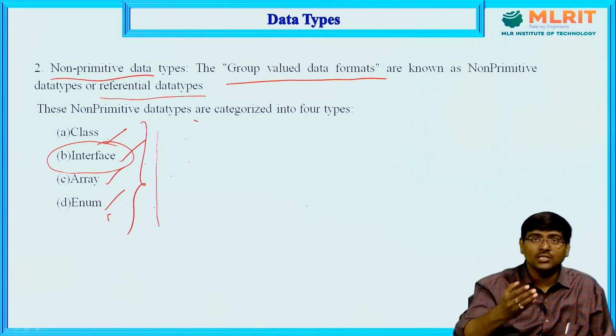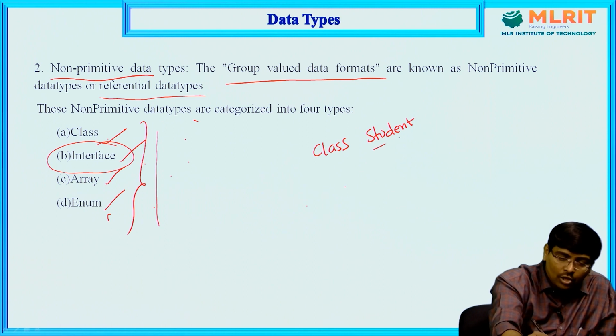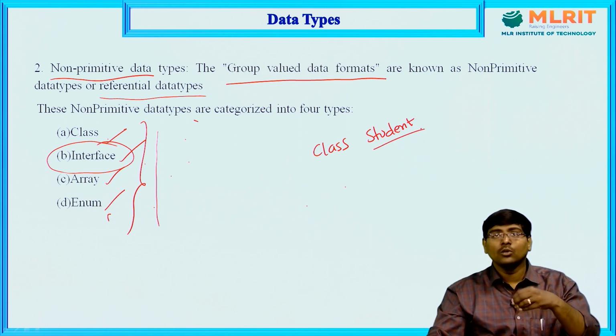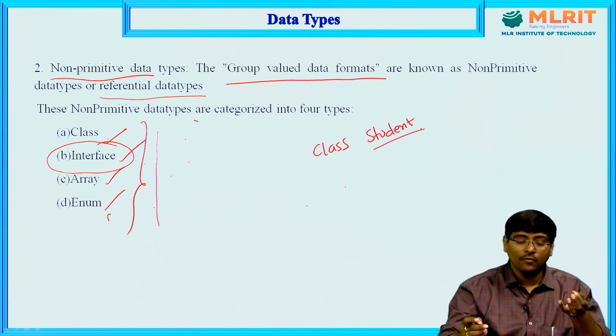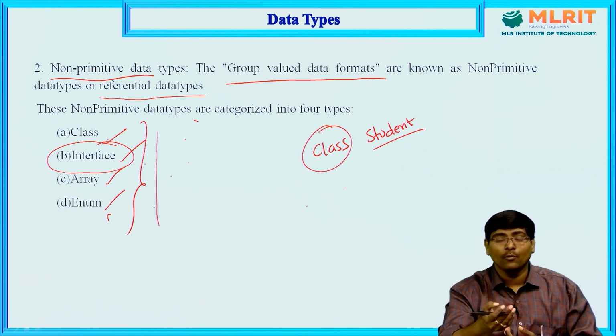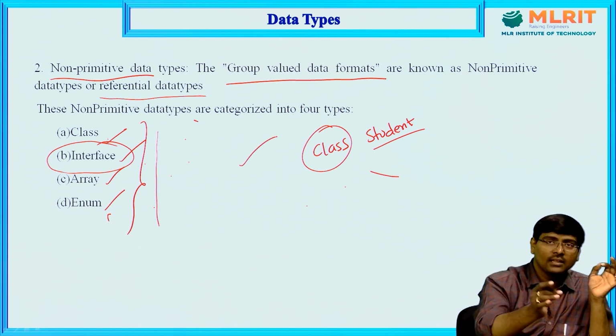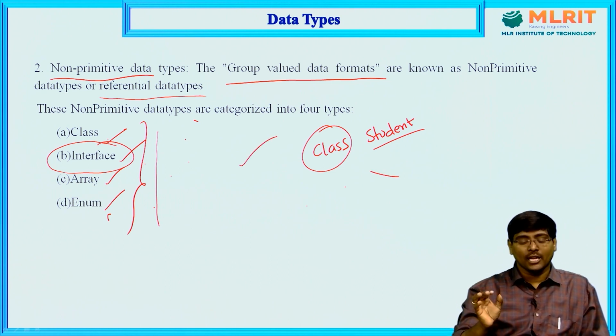So, just now I said these are also data types. That means, for example, class Student. Now, Student is also a data type of class. Interface, like array, we are creating multiple arrays. Okay, these are the concepts of data types.